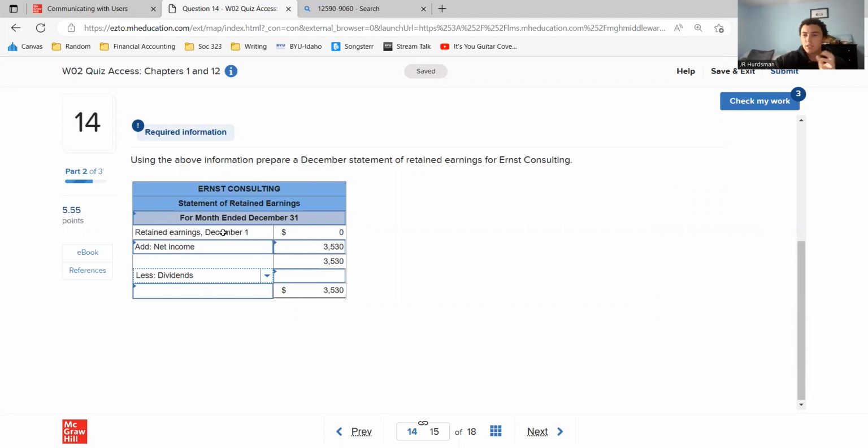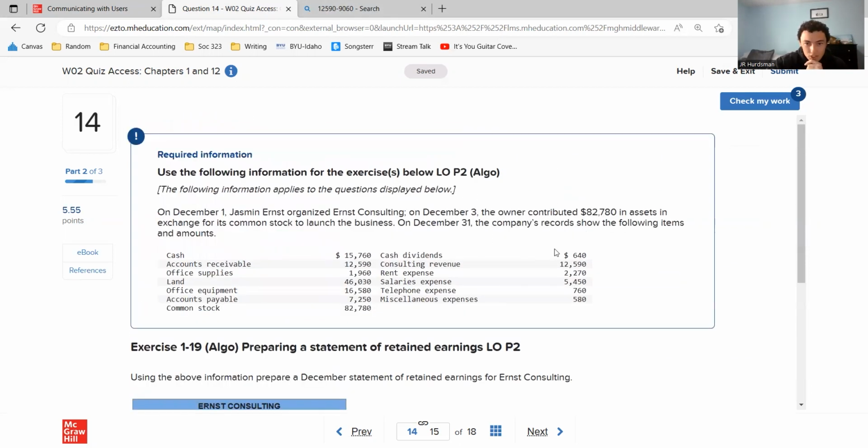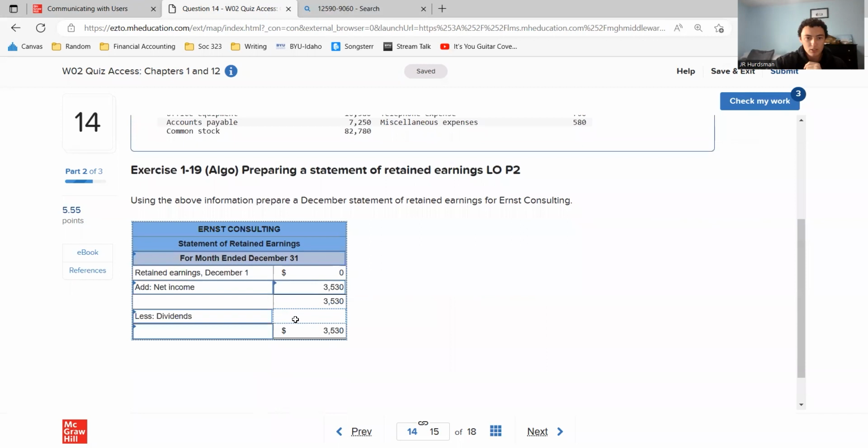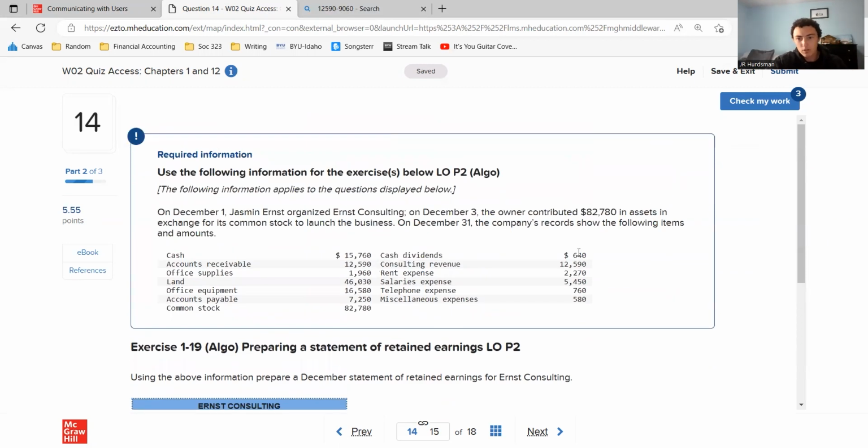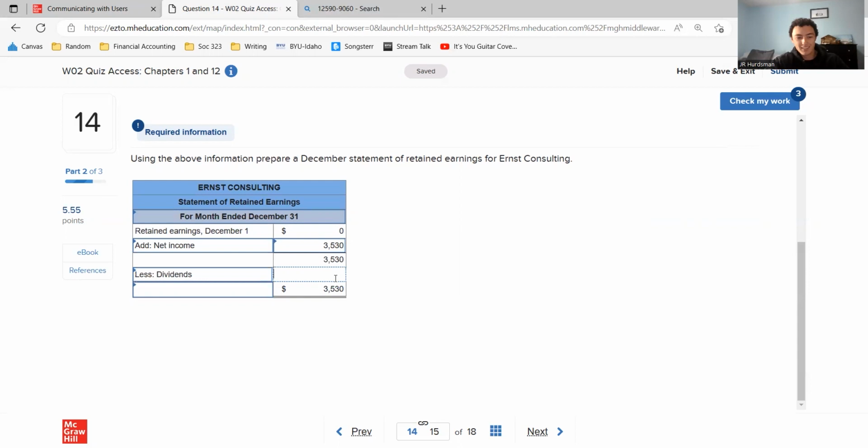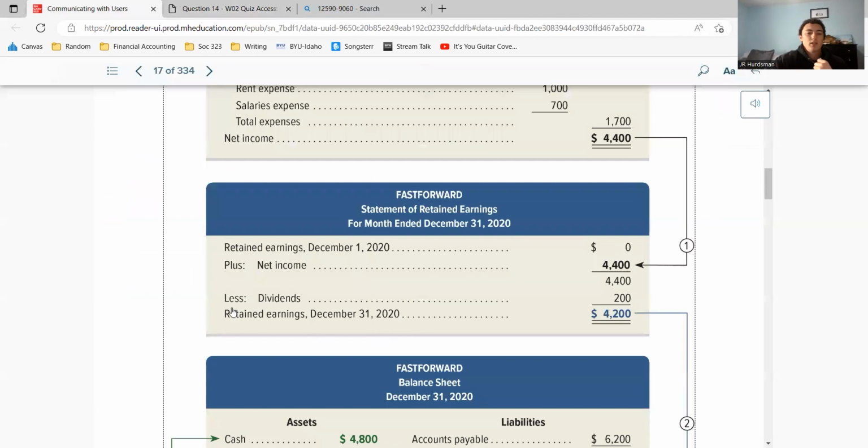We add the income because income is coming into us. It's like the money we're getting, and then dividends is basically, I don't really understand exactly what dividends is, but I do know that you subtract it in the formula. So that's why I'm putting less. And so we're gonna scroll up here and it says cash dividends. It says 640. So we'll go paste. Okay, maybe that one doesn't want to paste, but that's okay. 640. And then we'll come over here and just double check.